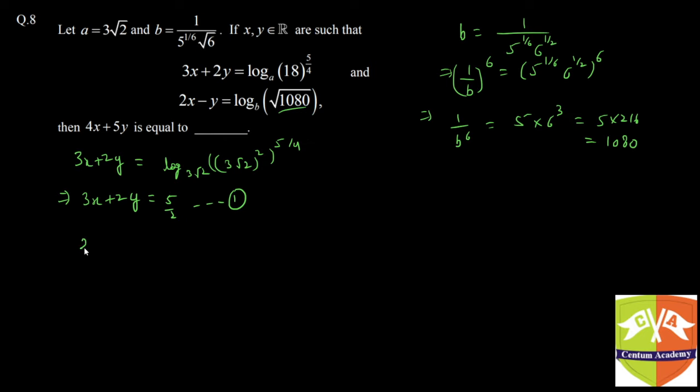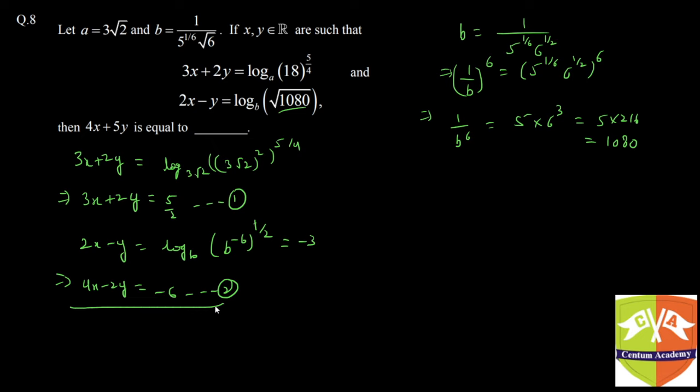So my second equation actually is 2x minus y is equals to log base b, and this is b raised to the power minus 6 power half. So this is nothing but minus 3, and if you multiply this whole thing by 2, then you'll have 4x minus 2y is equals to minus 6. Equation number 2. So if I add 1 and 2, I will get 7x is equals to minus of 7 by 2. So x is actually equals to minus of half.